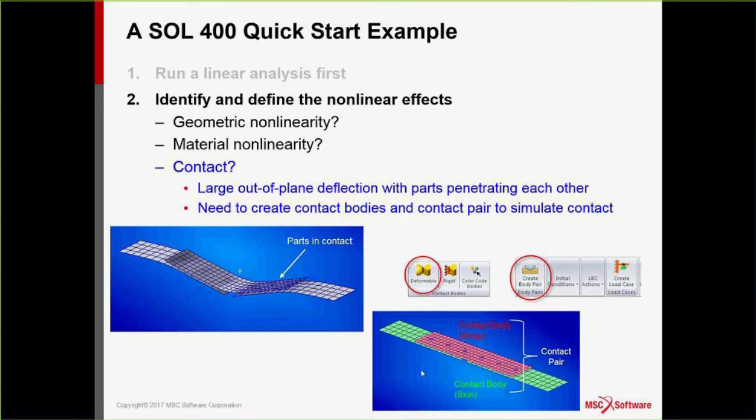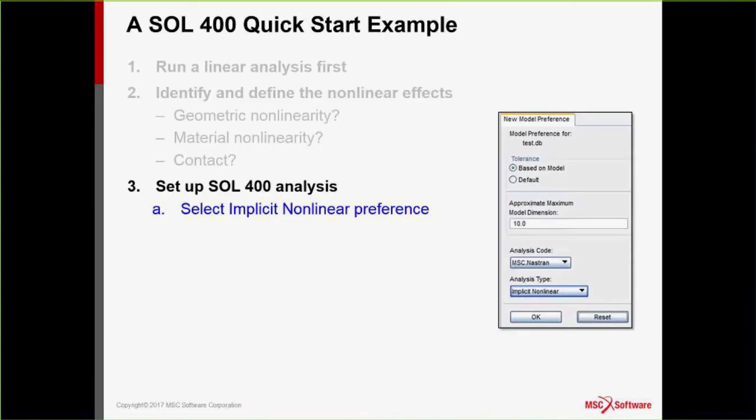Okay, so now we've defined all three types of nonlinearity. Let's go ahead and finish up setting up solution 400. Like I mentioned, you definitely want to take advantage of the new preference we've set up. In the past, you could come into here, into Nastran, and select a structural preference. We recommend you use this new interface, Implicit Nonlinear, which is a lot easier to use for solution 400.